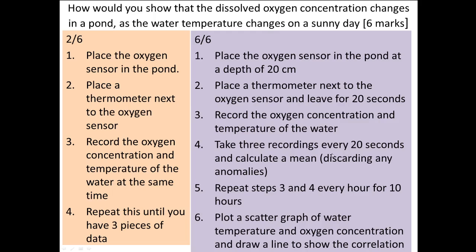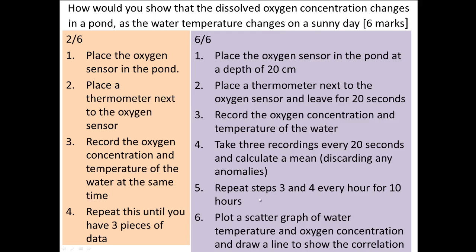And I'm going to discard any anomalies. 4 is really good. That's what we do in science, isn't it? To make sure I'm accurate, I take numerous readings to make sure I've not got an anomaly. Maybe I put the thermometer in and took it out a bit too quickly. It hadn't warmed up or cooled down enough, and therefore I got an anomaly.